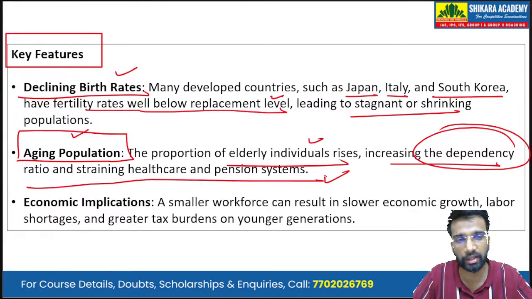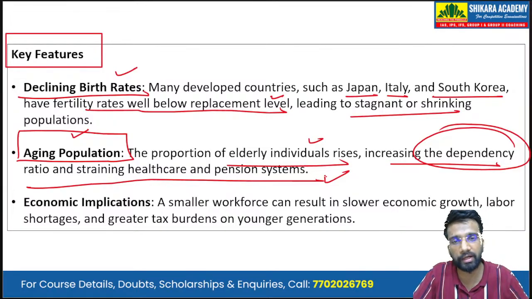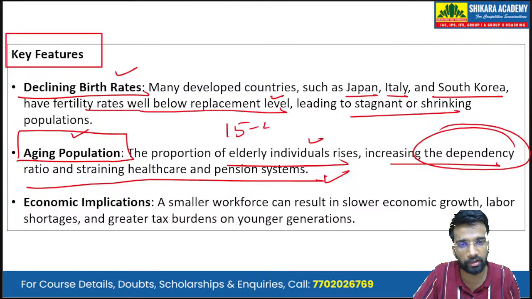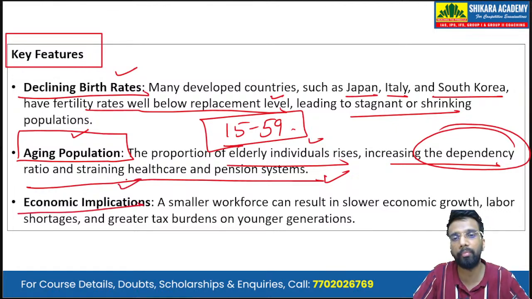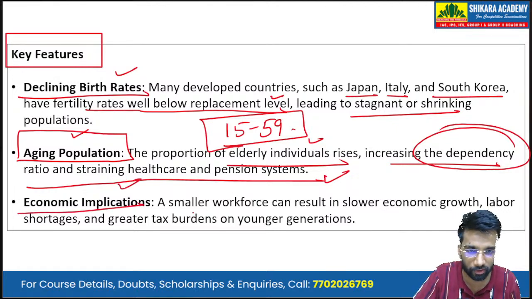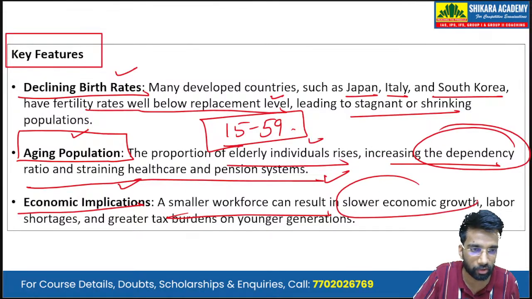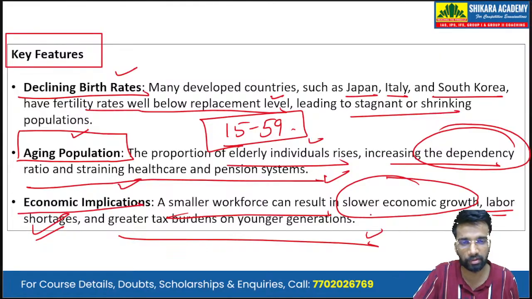Because the aging population cannot work, they are dependent on the working population, that is from the age group of 15 to 59 years, the working age population. And it has severe economic implications because a smaller workforce can result in slower economic growth, labor shortages, as well as greater tax burdens on the younger generations.